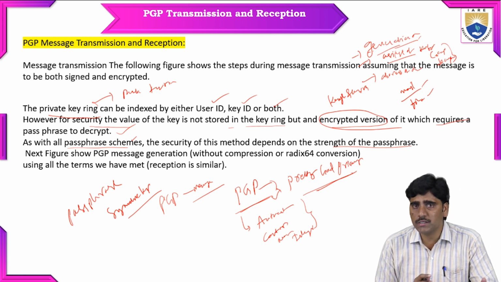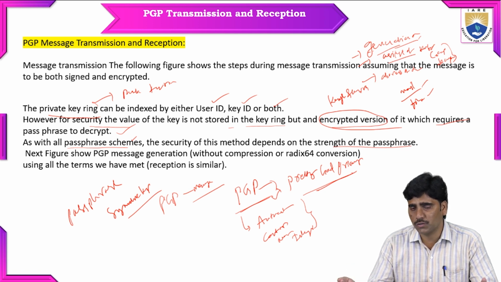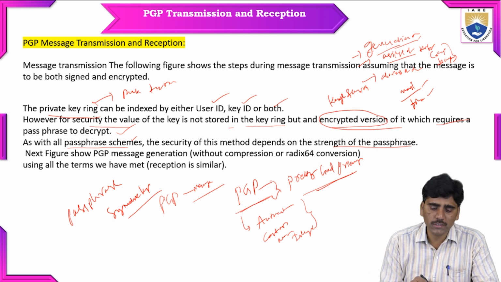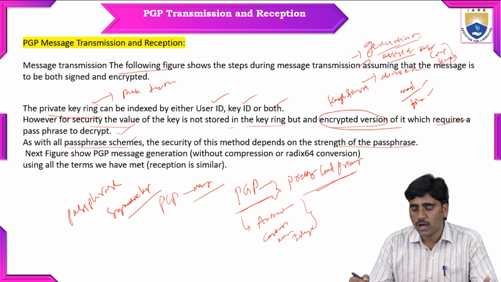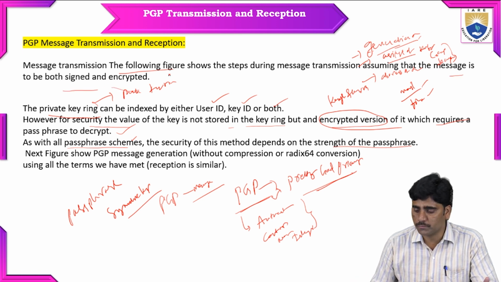How is the message actually transmitted to the other user, and how is it received by the other user? What are the technique and the procedure flow? We will see. Here in the message transmission figure, the steps shown assume that the message is to be both signed and encrypted.